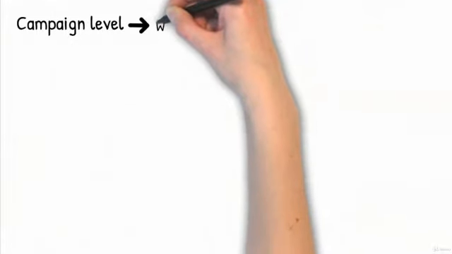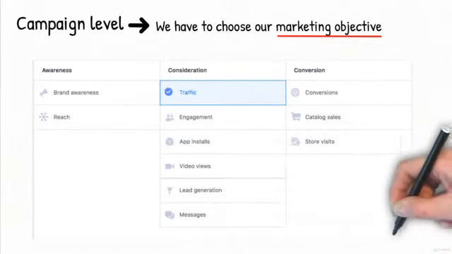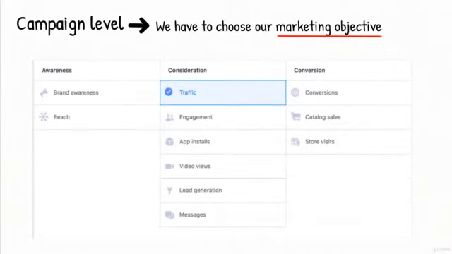At the campaign level, we have to choose our marketing objective. We have to explain to Facebook what exactly we want. Do we want to reach more people? Do we need to do some brand awareness? Do we want to get more traffic to our website? Or do we want to generate leads or maybe have some conversions?